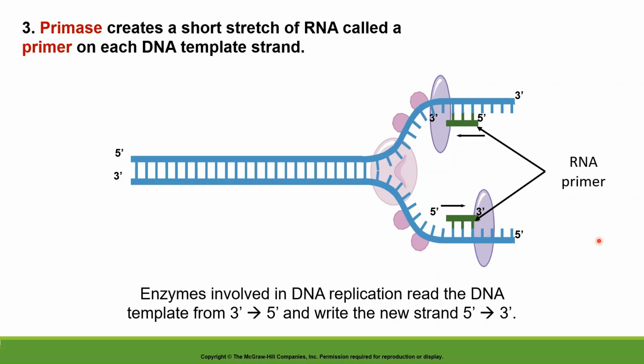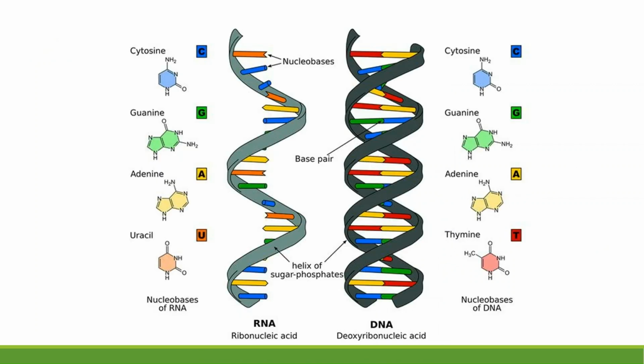There we go. We have our RNA primers. And just a short little review to compare DNA to RNA. Here's our DNA. We've talked about DNA quite a bit. It's a double helix. We have our ribbons here that represent the phosphate and deoxyriboses that are linked together.